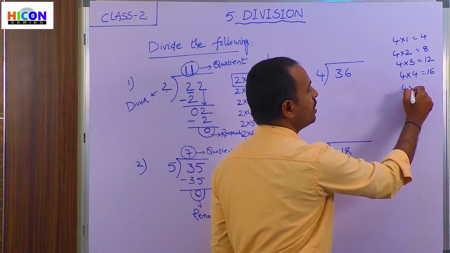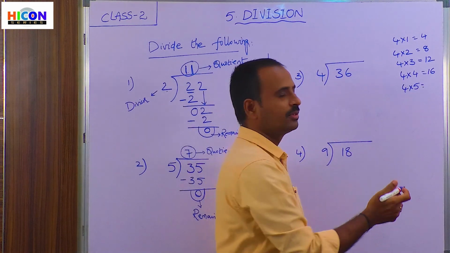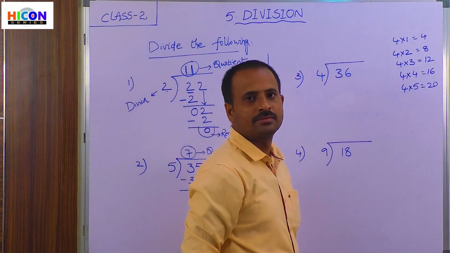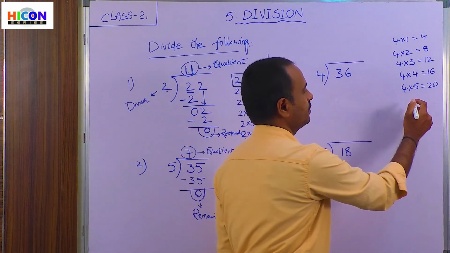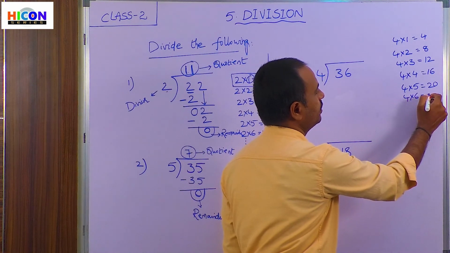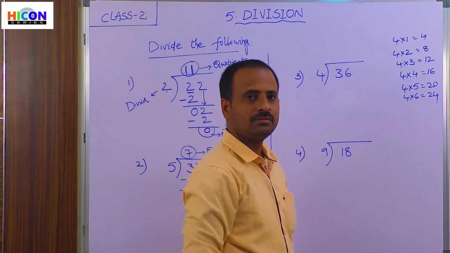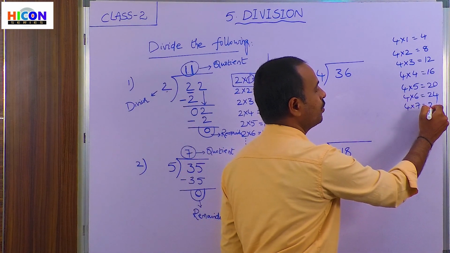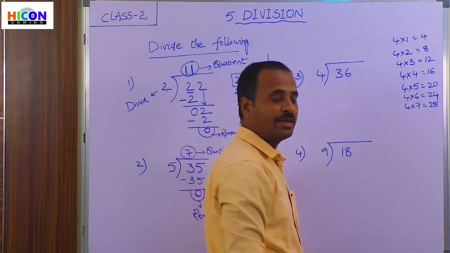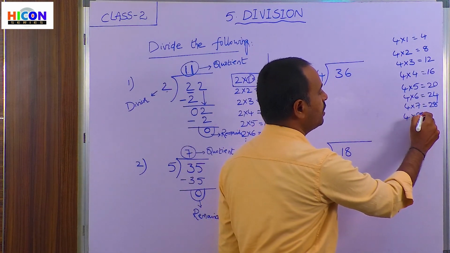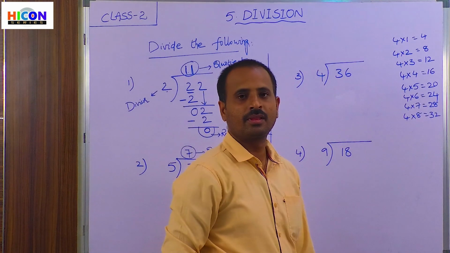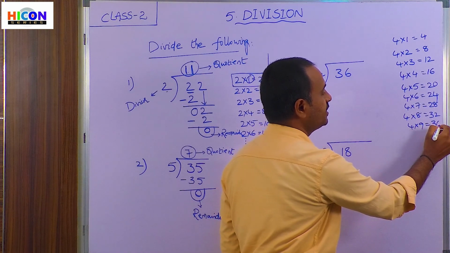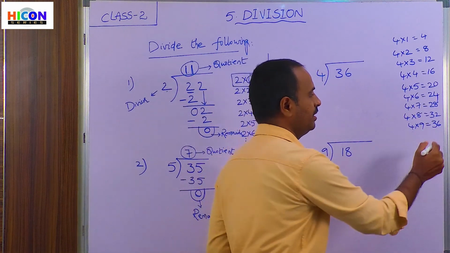And 4 5s are, children, how much? 20. So write 20. Now take 6 times. That is 4 6s are 24. Now take 7 times. That is 4 7s are 28. And now take 8 times. 4 8s are 32. Now take 9 times. That is 4 9s are 36. So now we have got the number 36.